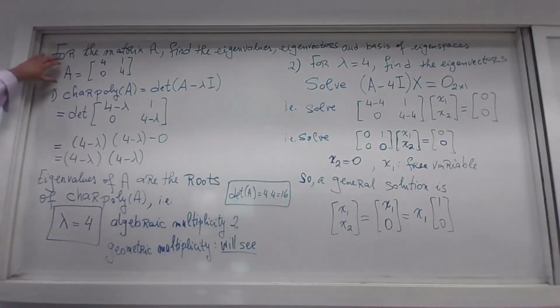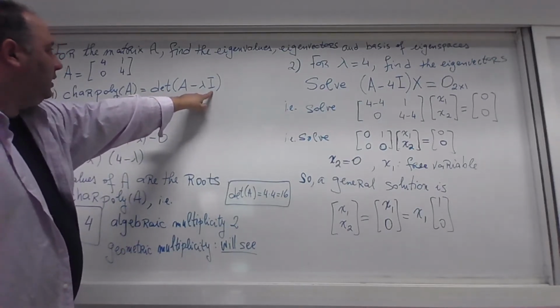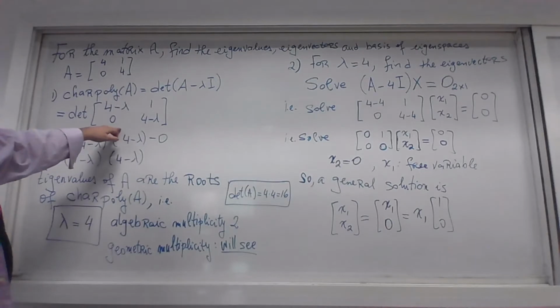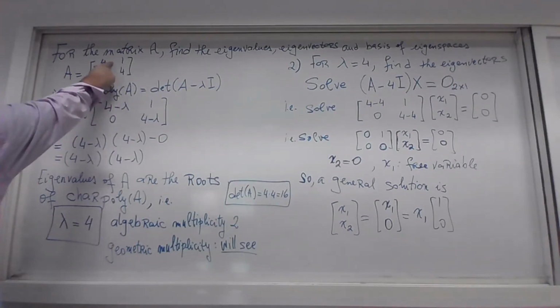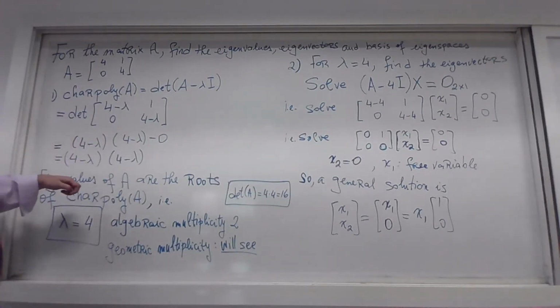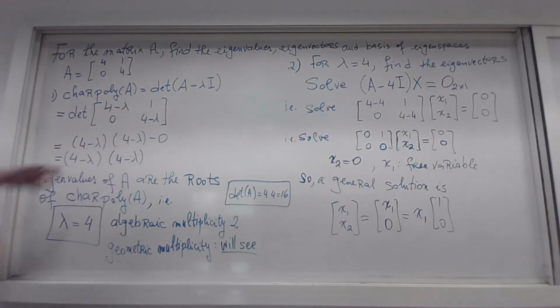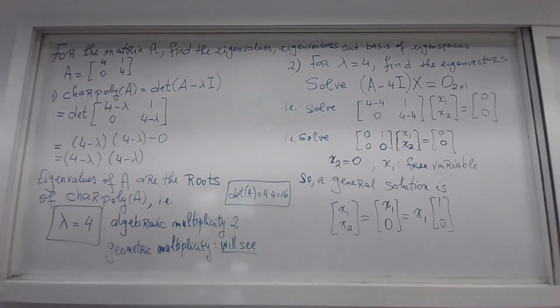So first, since I'm given the matrix, I need to find the characteristic polynomial. What is the characteristic polynomial? It is the determinant of A minus lambda I, where I is the identity 2x2. So that's the determinant of this matrix here, which is just subtracting lambda from the diagonal entries. The diagonal entries are 4 and 4, so we subtract lambda from each. We need to compute the determinant of this matrix. It's 2x2, so it's this times this minus 1 times 0, which is 0. Also, you can realize that this is an upper triangular matrix, so the determinant is just the product of diagonal terms. Up to you.